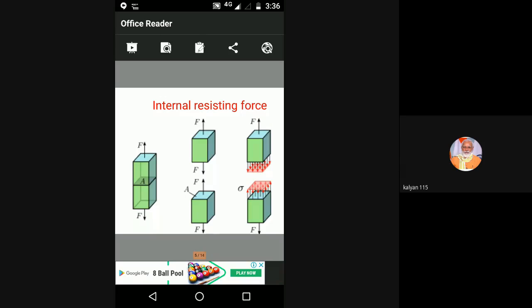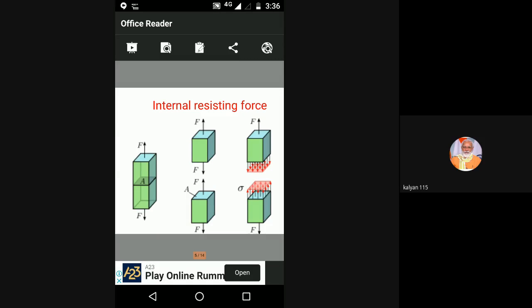Up to BTech level, we always design the member up to the elastic limit. That's why we call it external load or internal resisting force. Both are the same. But when you go to interviews, don't say stress is equal to load by area. Please say it is internal resisting force per unit area. That is the meaning of internal resisting force here.